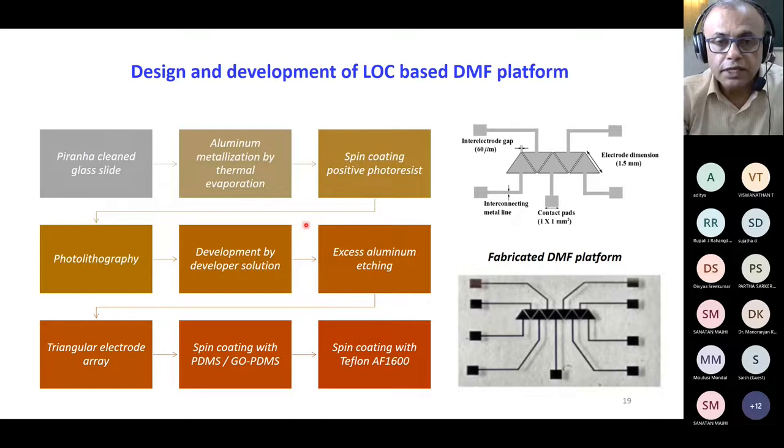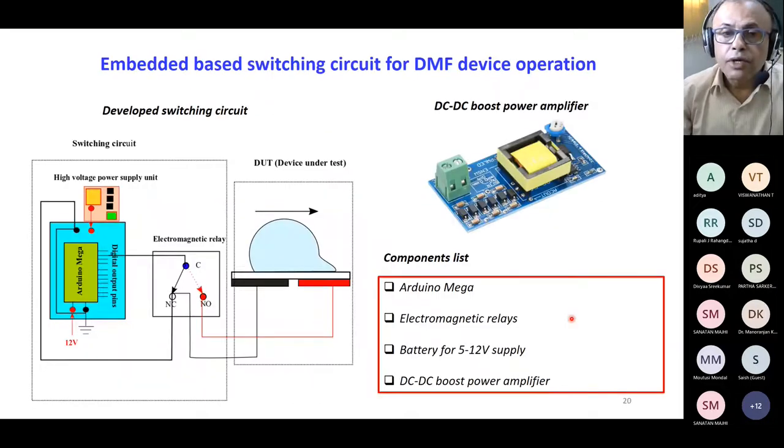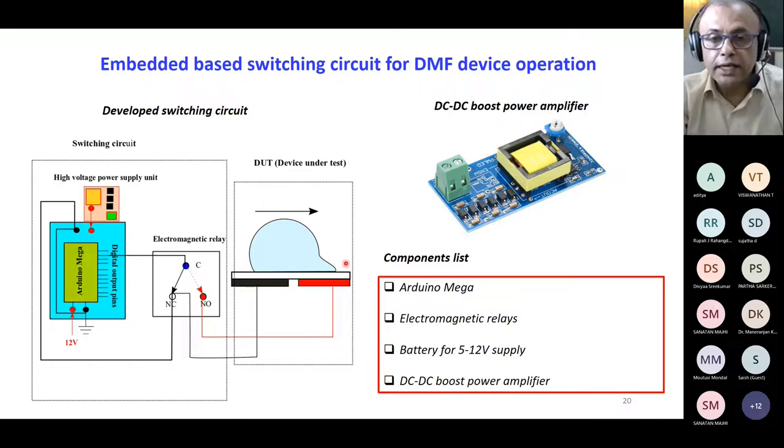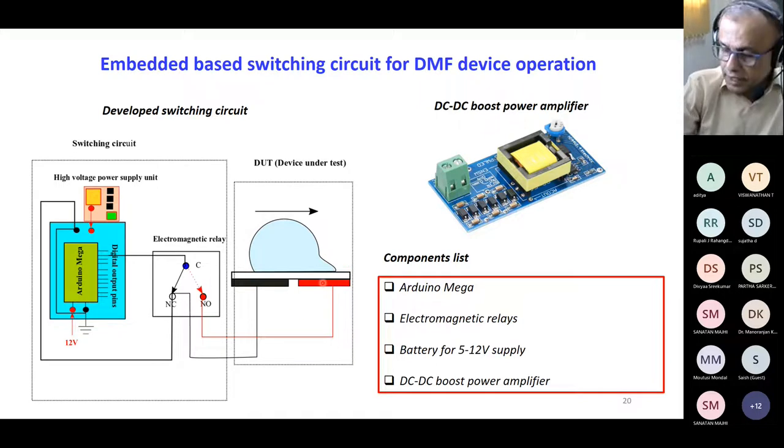The fabrication process has been given over here, each and every step, so that we can get an electrowetting device, an EWOD device, on which the substrate was glass, with a patterned aluminium electrode structure. On top of that, we put silicon dioxide or another insulating layer with the Teflon coating, and then we started actuating the electrode.